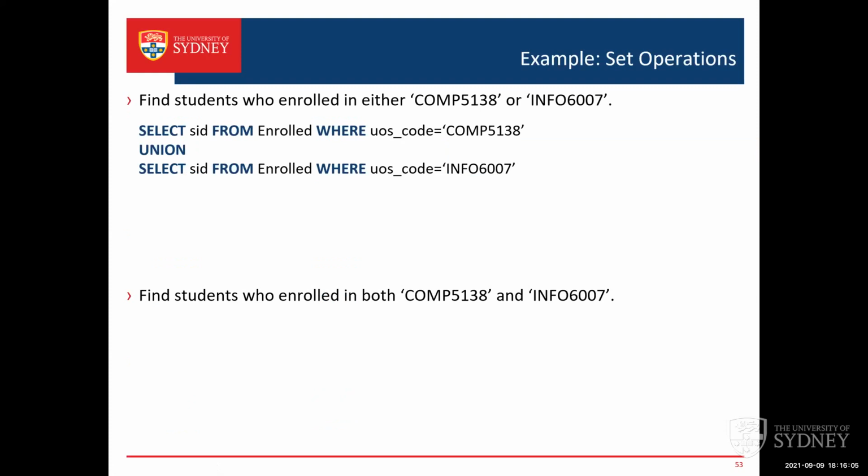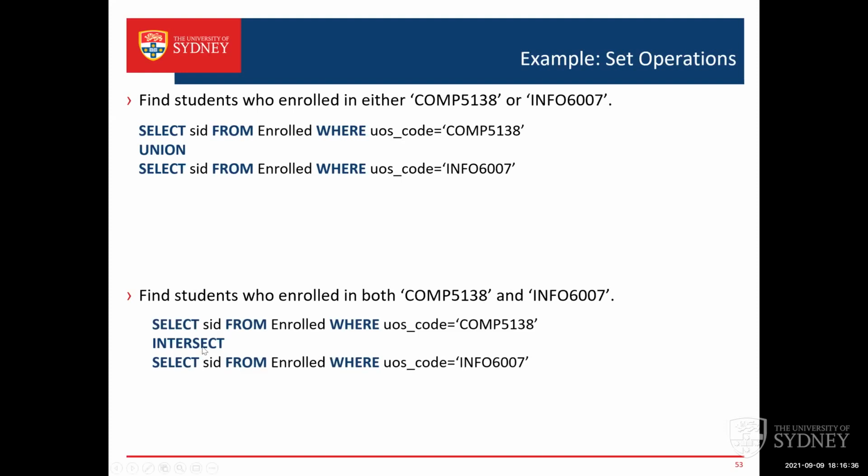Just one warning, one thing that we need to remember is when we have OR. Find students who are enrolled in either Comp9120 or Info 6007. In this case, we can perform a simple union, right? And if the question is asking whether one student is enrolled in both Comp9120 and Info 6007, these 2 courses, we can simply write intersect, right?